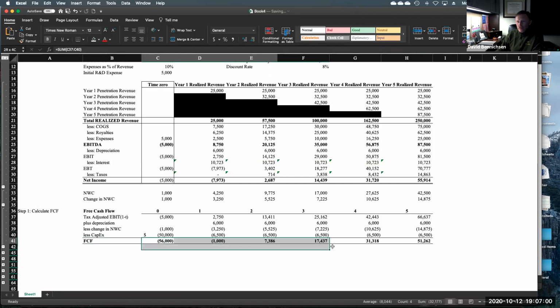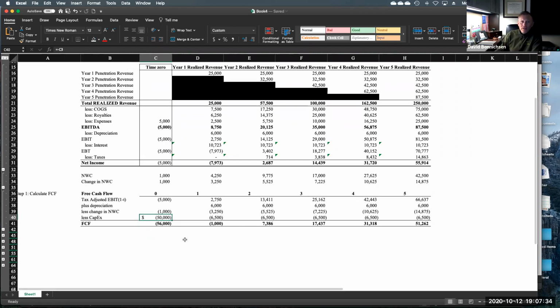We do that for each of the 5 years of the project being in operation, as well as the very first time period where we have to spend the money to implement the project. So at time 0, we had to spend $5,000 on R&D. We had to spend $1,000 to inject working capital into the business to get the project running for the day-to-day activities. And then we had to spend $50,000 for the project itself.